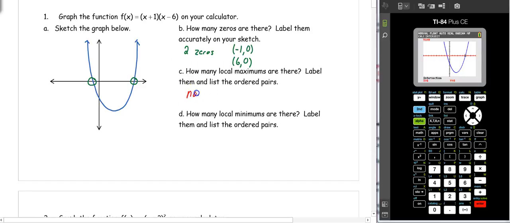We would just put none. And we don't need to worry about finding any ordered pairs then. The last point is how many local maxes are there? So there's one local min, because there's a low point of our graph. So we need to find that point.